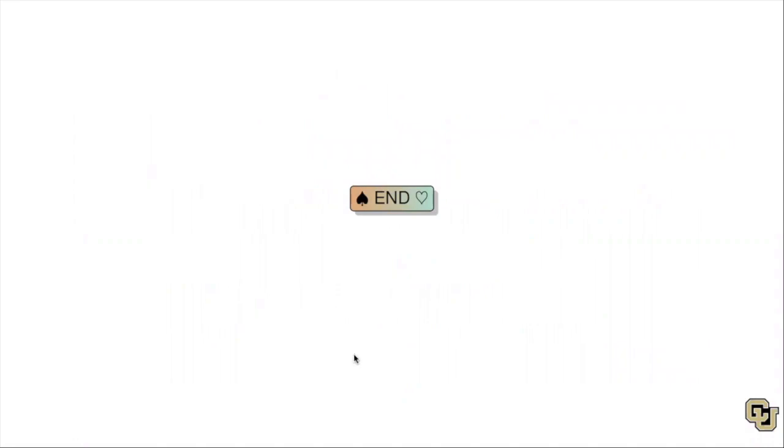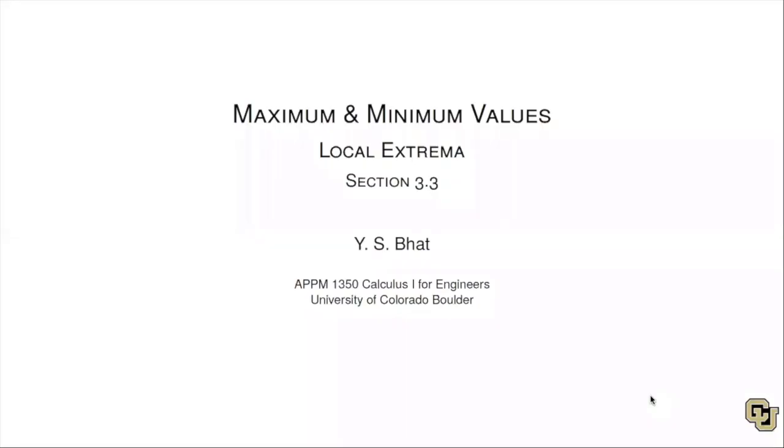So I want to start section 3.3, which is the discussion on local extrema. And remember, this will be covered on exam 3, which will be in April. So we talked about absolute extrema last time. So absolute extrema are the highest and lowest values of the range of the function.